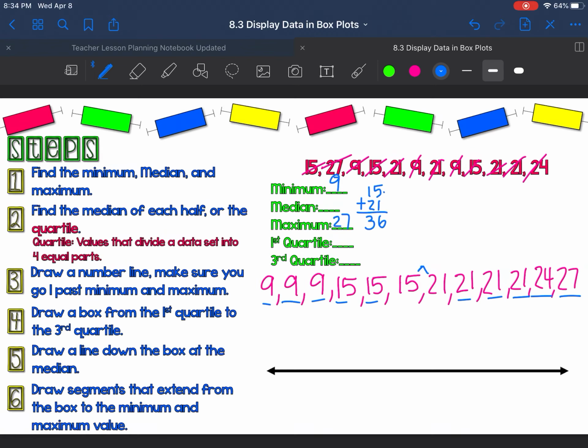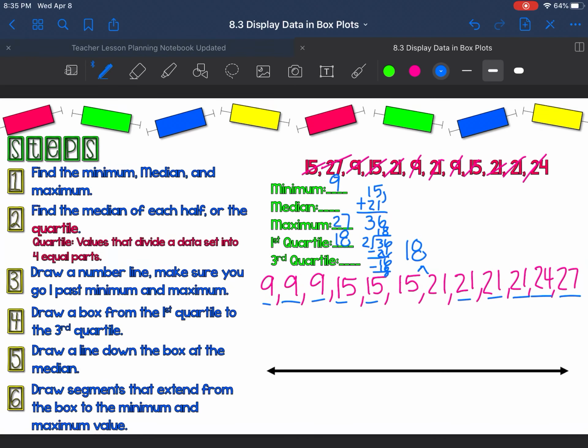and then divide. So 5 plus 1 is 6. 1 plus 2 is 3. I added 2 numbers, so I need to divide 36 by 2. 2 times 1 is 2. 3 minus 2 is 1. Bring down that 6. 8 times 2 is 16. That gives me 0. So my first quartile is 18.